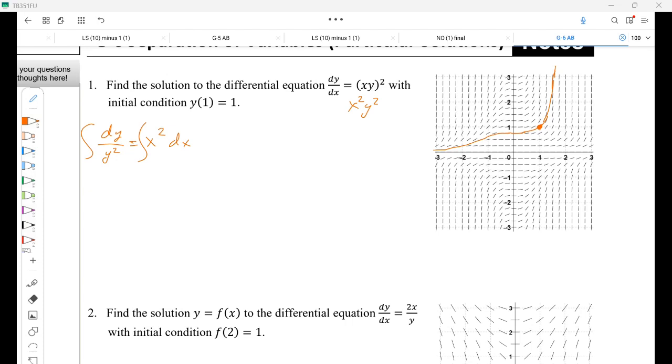Don't leave that alone because that's the language of integrals. So we integrate both sides. We just talked about this a minute ago. That gives us 1 over y on the left and x cubed over 3 plus c on the right.